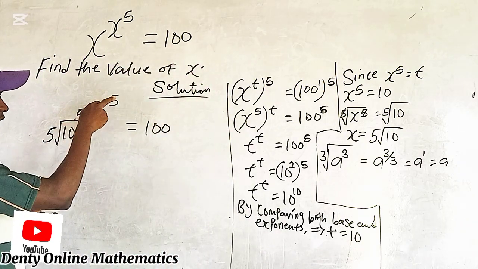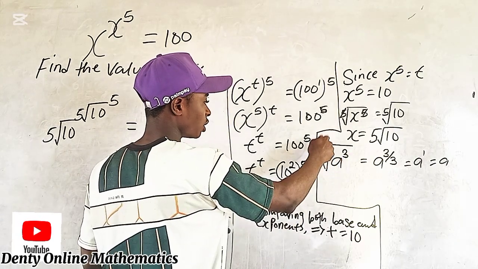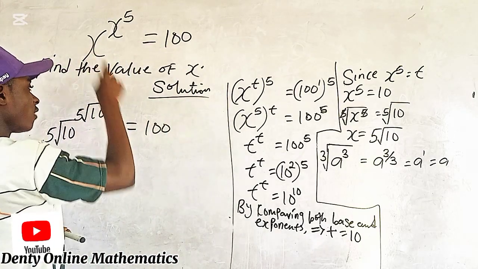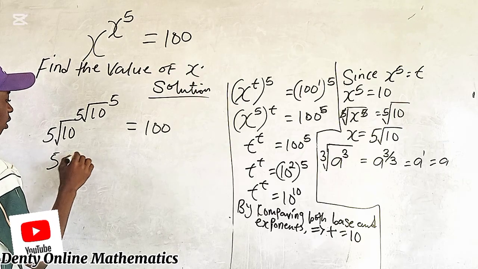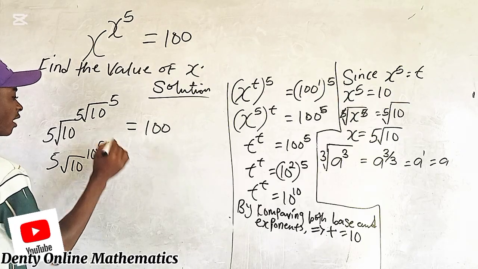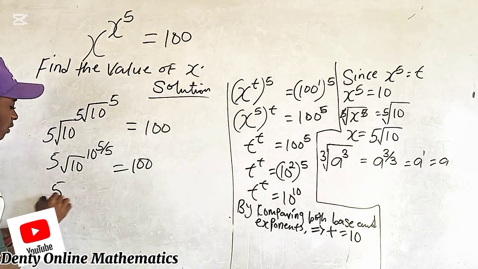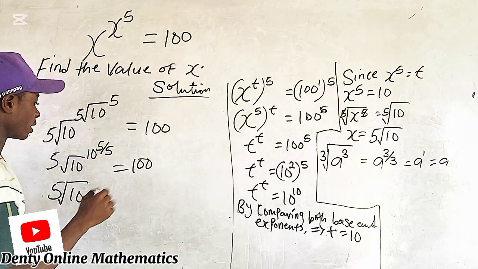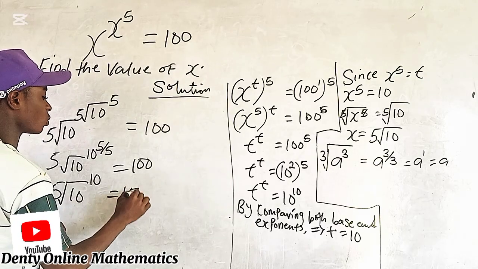Since we have the fifth root of 10 raised to the power of 5, it's like taking the cube root of a raised to the power of 3. So the fifth root of 10 raised to the power of 5 means we are going to have the fifth root of 10 raised to the power of 5 all over 5 by that rule, equal to 100. So we are going to have 10 raised to the power of 5 divided by 5, which is 1. So it will be 10 raised to the power of 1, which is the same as 10. All of this is equal to 100.